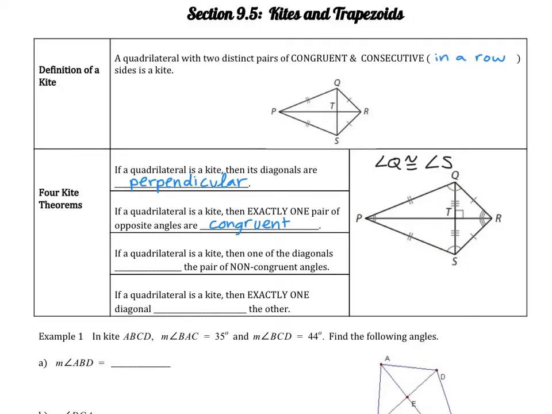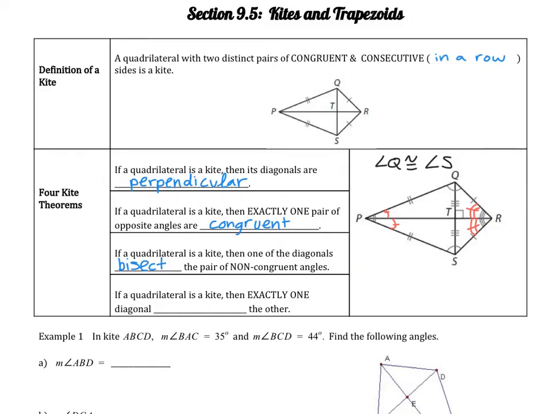The third one, if a quadrilateral is a kite, then one of the diagonals bisects, which remember means cuts in half, the pair of non-congruent angles. So angle P and angle R are the non-congruent angles. So this diagonal is going to bisect those angles, meaning that QPT is going to be congruent to SPT and QRP is going to be congruent to SRP, this one right here. So I'll do little dashes through them.